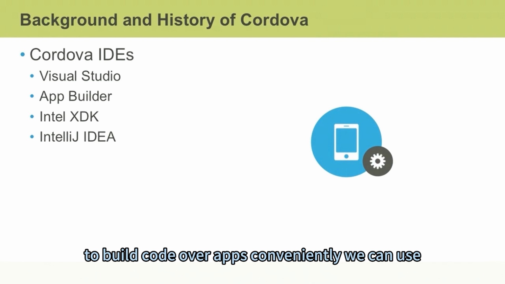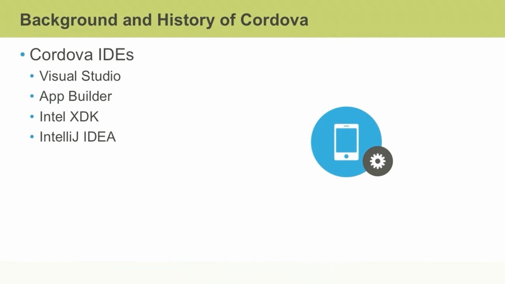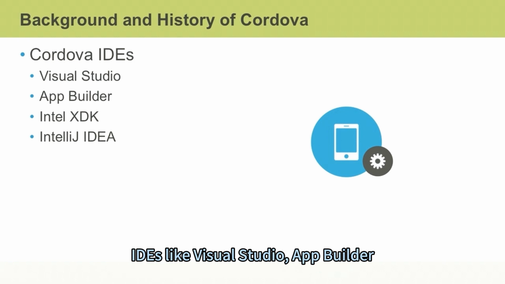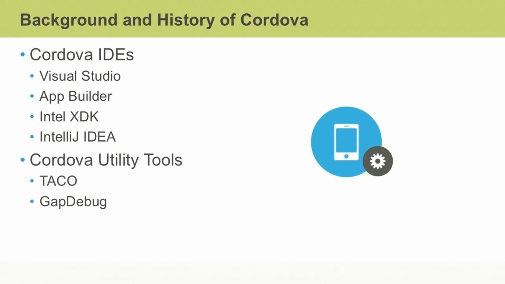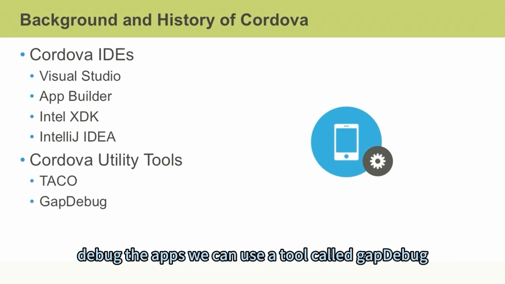To build Cordova apps conveniently, we can use IDEs like Visual Studio, App Builder, Intel XDK, IntelliJ IDEA. To do rapid development, there is a common utility tool for Apache Cordova called Taco. To debug the apps, we can use a tool called GapDebug.